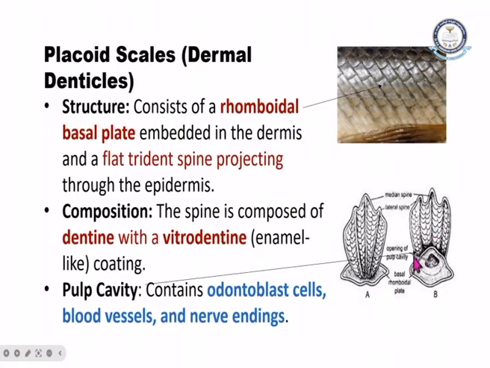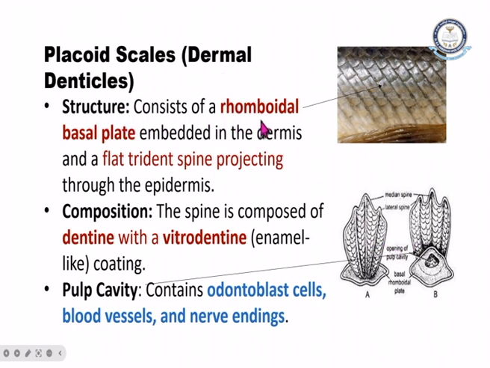These are also called dermal denticles, because dermal means skin and denticles means teeth. So, these placoid scales are called dermal denticles because they are tooth-like structures. In this picture you can see this is like our teeth. This is like the jaw and this is the tooth, and in the middle they possess a blood vessel. So, they look like normal teeth. So, they are also called dermal denticles.